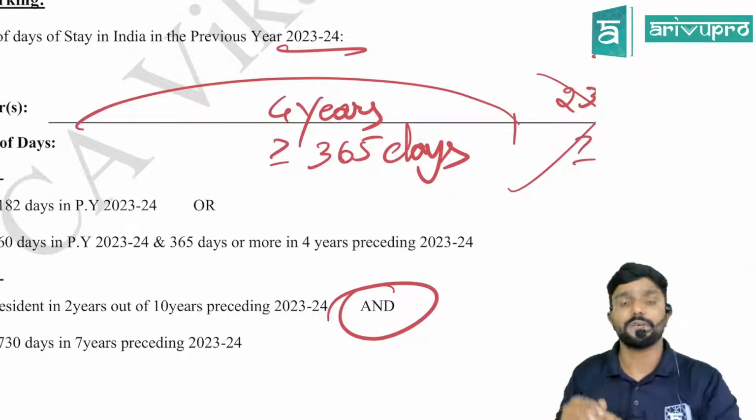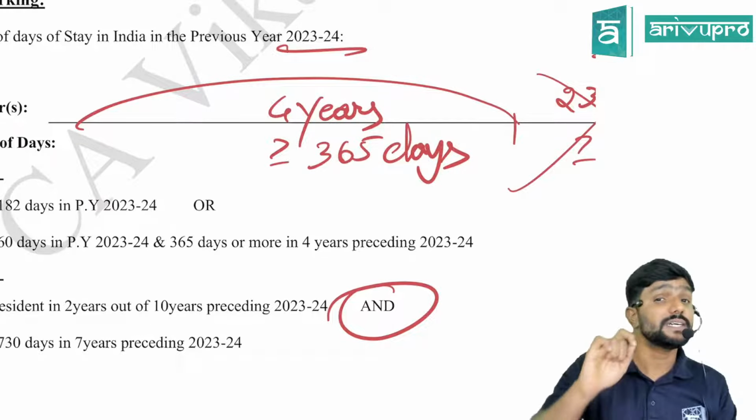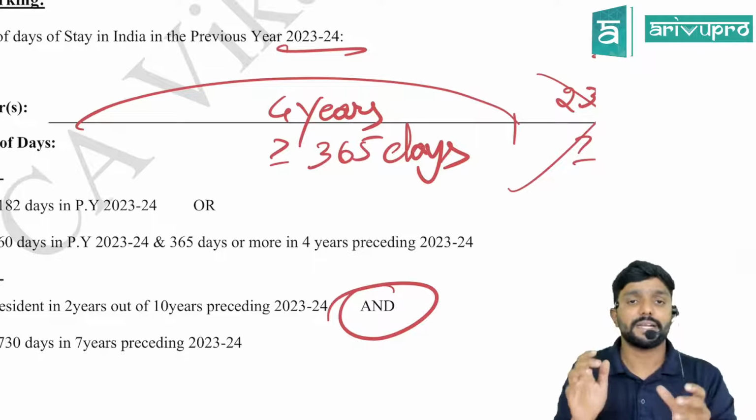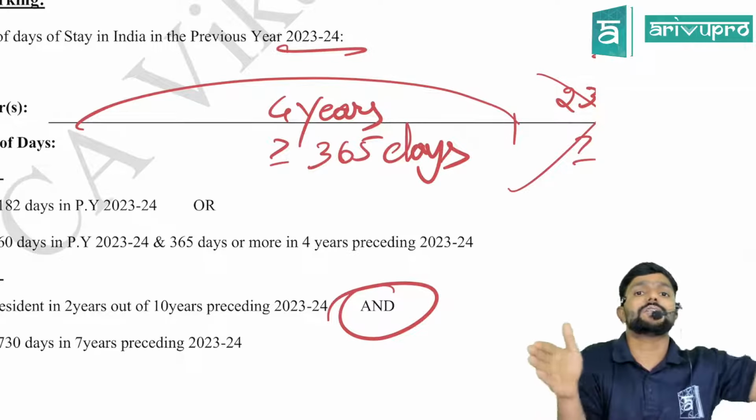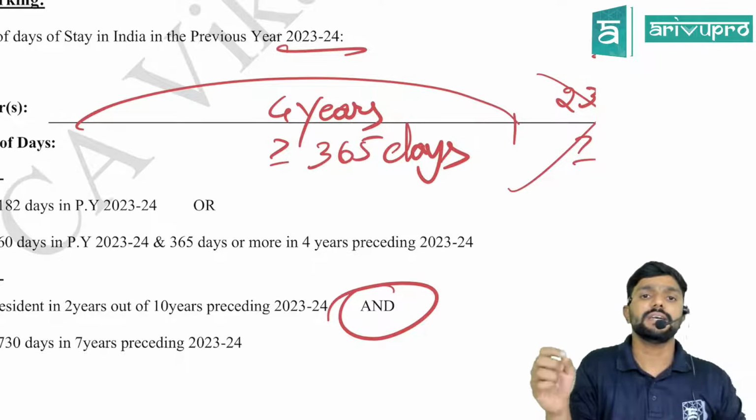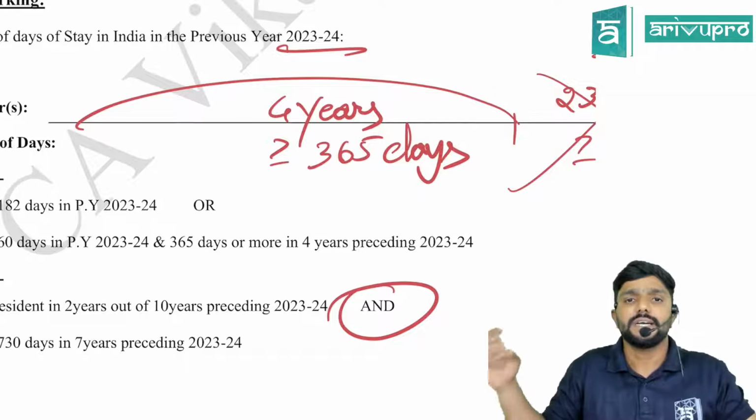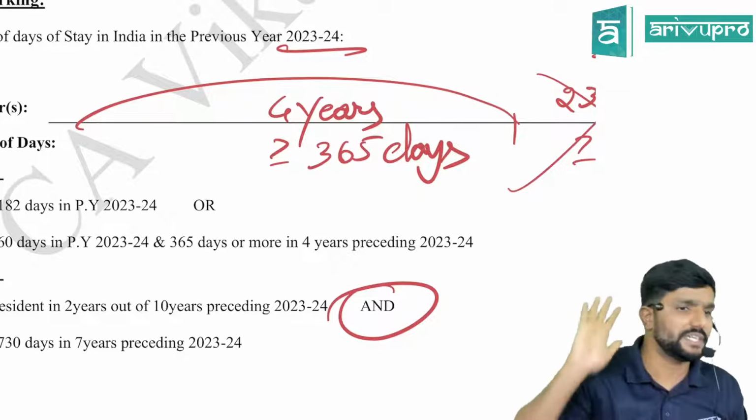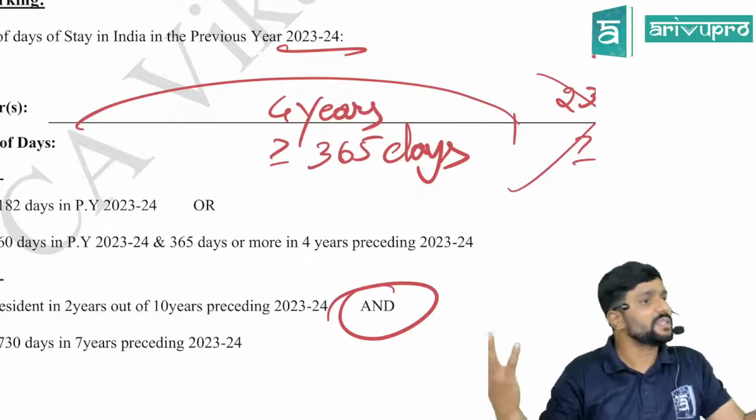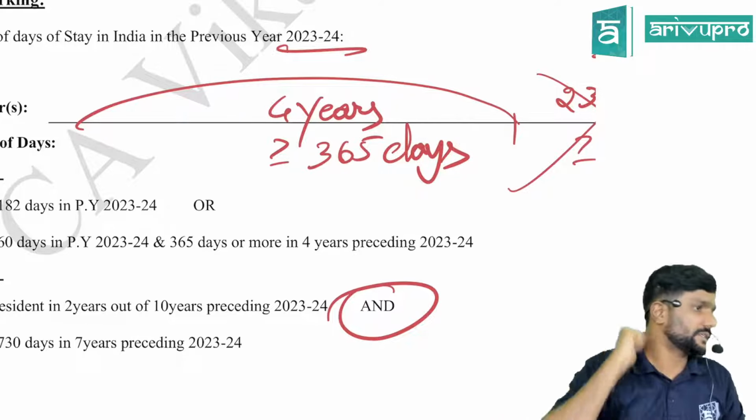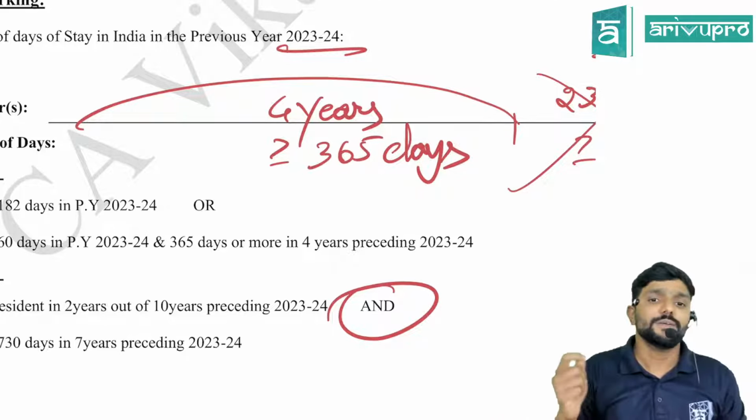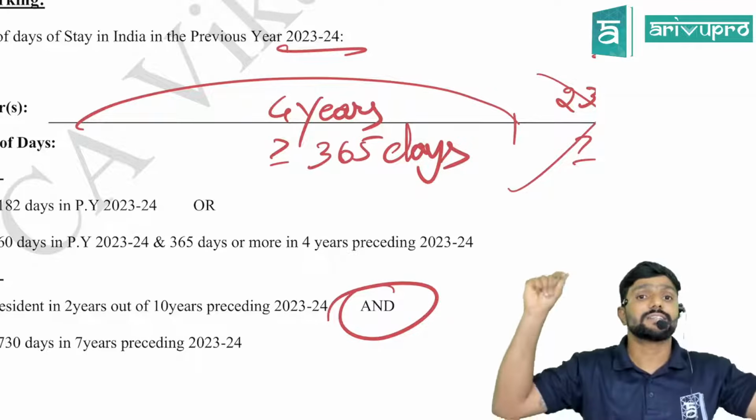Leave 23-24. Yes, we are checking the residential status for 23-24. But to check that, we are going back to the last 10 years and we are seeing in that last 10 years, at least 2 years you should be resident. At least 2 years. It can be more than that, but at least 2 years. Clear?